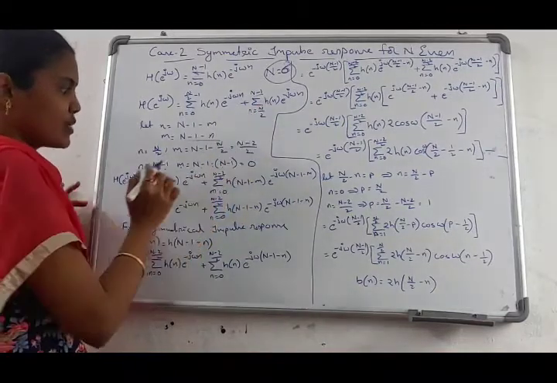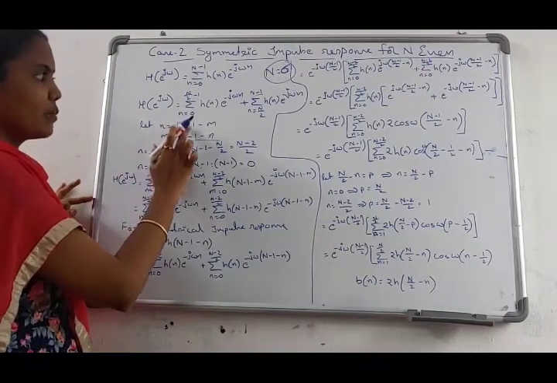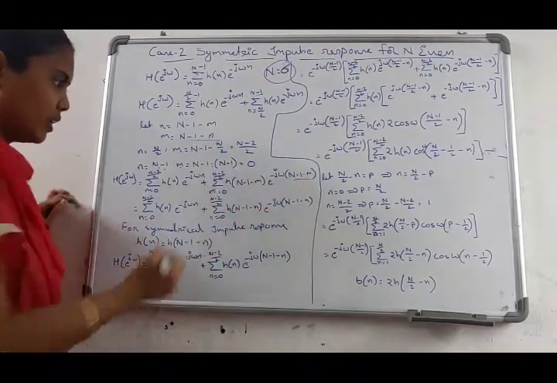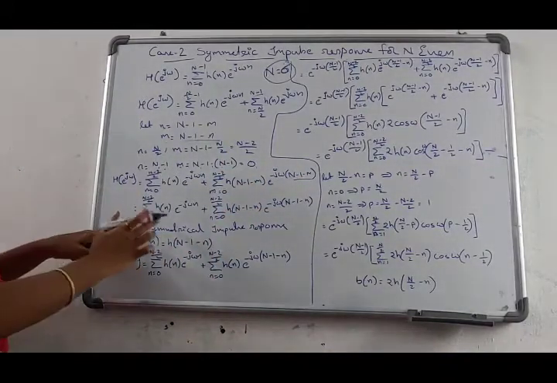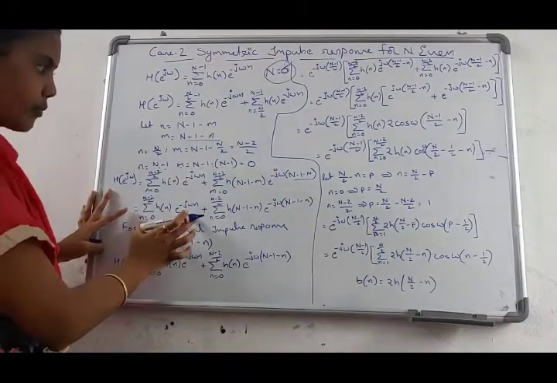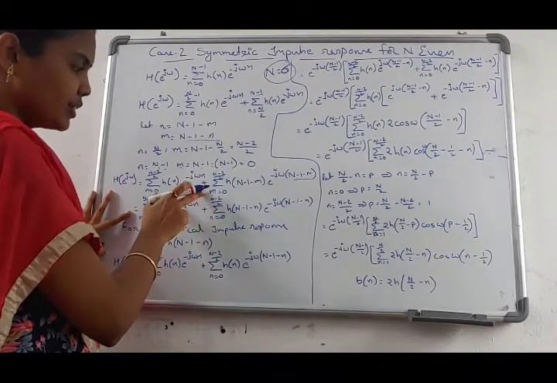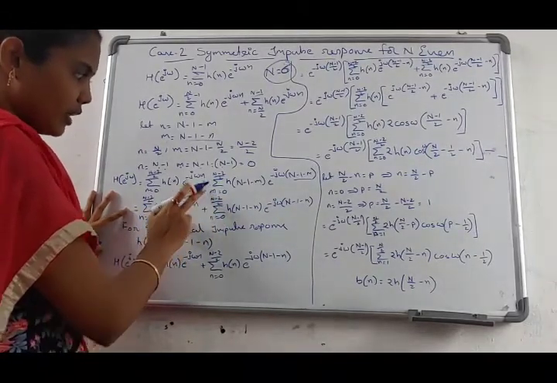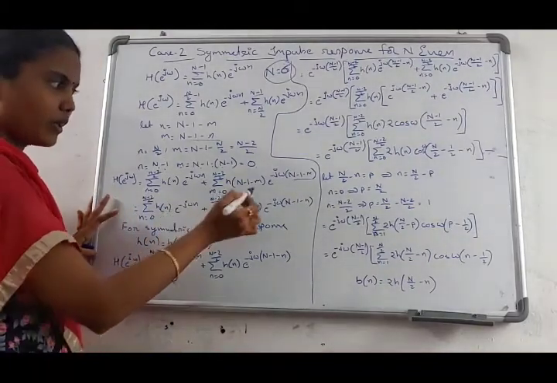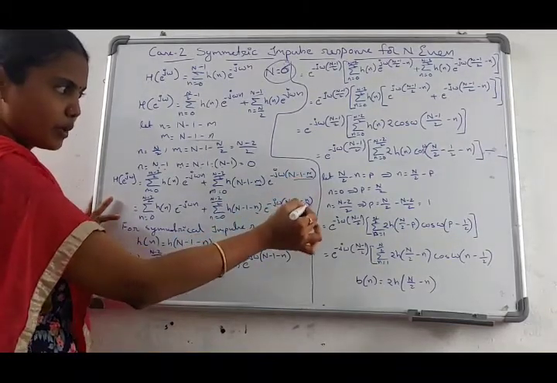So n value is what? n is equal to N minus 1 minus m, into e power minus j omega n. Okay. Now you have to write this same expression and change the limits. You can change m to n. Now the limits are n is equal to 0 to N minus 2 by 2. Here also you have to change from m to n.